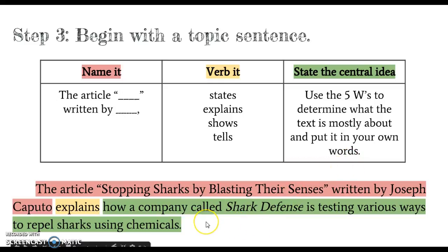So I used an example from the article Stopping Sharks by Blasting Their Senses. This is what a topic sentence could sound like. I'm starting by naming it. The article Stopping Sharks by Blasting Their Senses, written by Joseph Caputo. Now I'm going to verb it, explains, and then I'm going to give the central idea of the entire text in my own words. How a company called Shark Defense is testing various ways to repel sharks using chemicals.